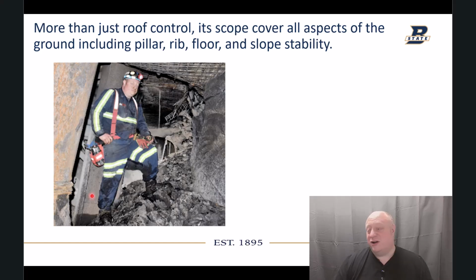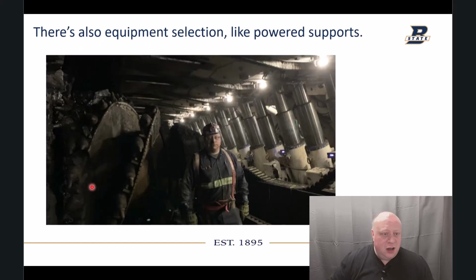This mine also did experience quite a bit of floor heave. It'd be mined 10, 12 feet high, and on retreat near the tailgate it was like 7 feet high or so. So maybe 3 or 4 feet of floor heave, maybe even 5, but significant amounts. There's also equipment selection, like the powered supports we talked about in underground mining, longwall shields. That's also part of ground control.